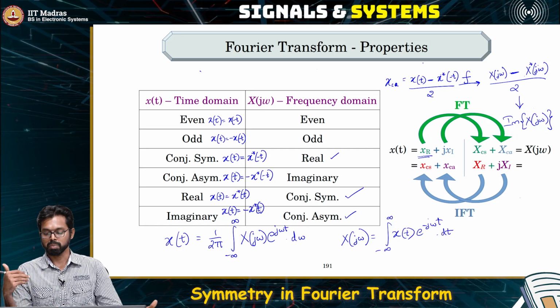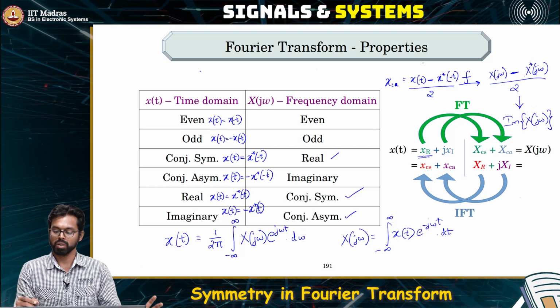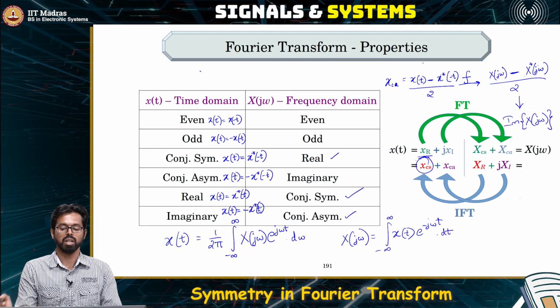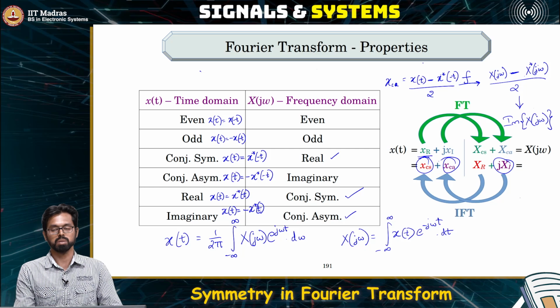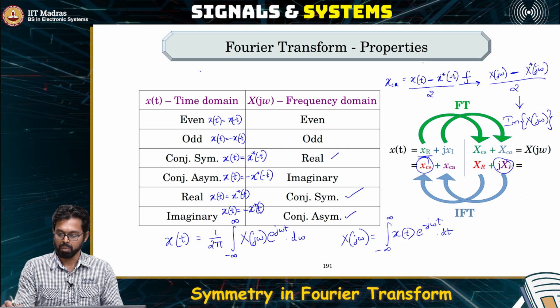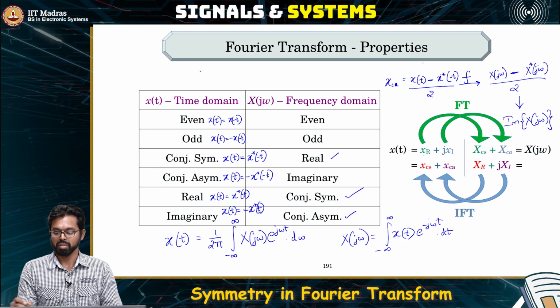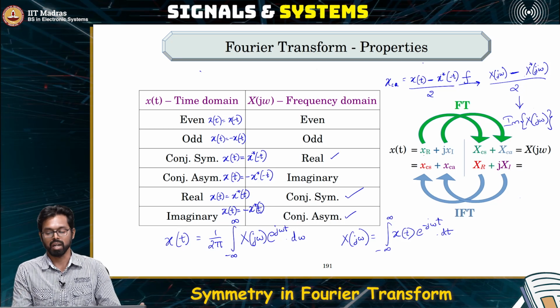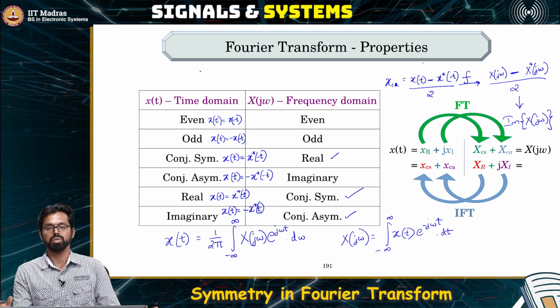So if I have the spectrum, I can clearly say that the real part of the spectrum is contributed due to this component of the time domain signal, and the imaginary part is contributed due to this part of the signal. So a lot more insights can be obtained in real life when we know these properties, and this becomes very, very handy. So this is something that you have to keep in mind when we talk about Fourier transforms.